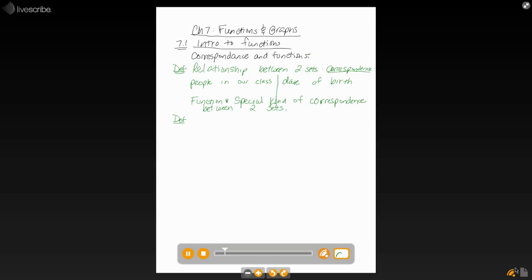Definition. Domain: the set of input values. Okay? Like I can say somebody's name in here, that's their input value, and then their date of birth would be their output value. The set of output values is called the range.